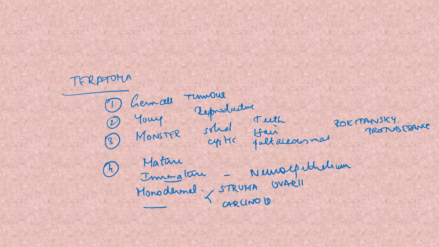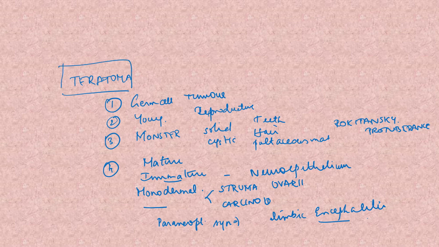For those who want to go a step further and know some more important points about teratomas: teratoma can be associated with a particular type of paraneoplastic syndrome called limbic encephalitis. So it's a paraneoplastic syndrome associated with teratomas. And I was mentioning teratomas can occur in males as well. It can occur in the testis. If it occurs in a postpubertal male, irrespective of whether it's mature or immature, it's considered malignant. So this is about teratomas.